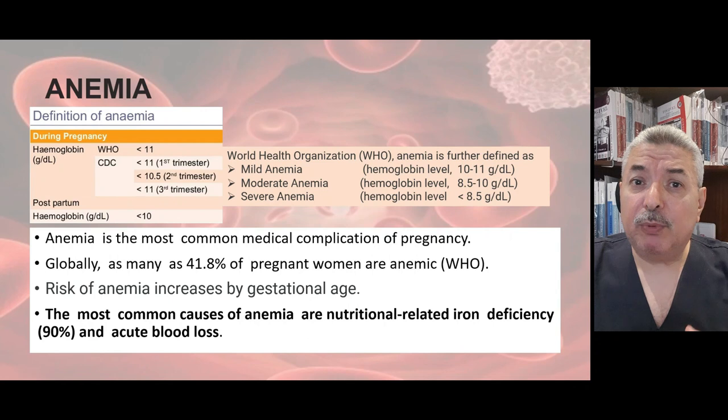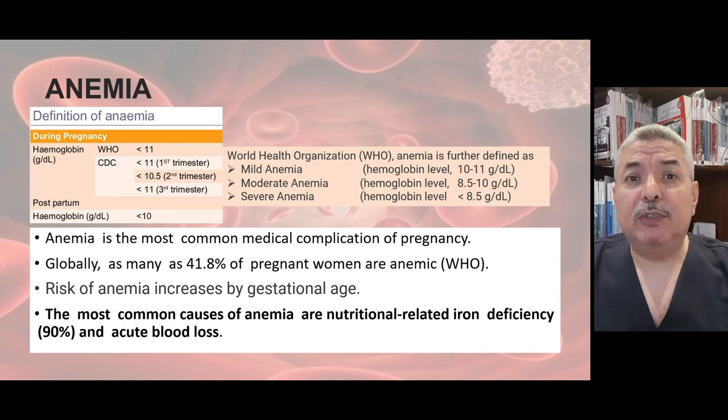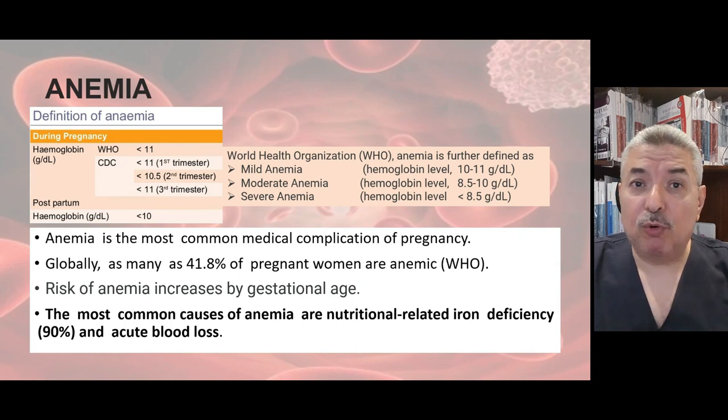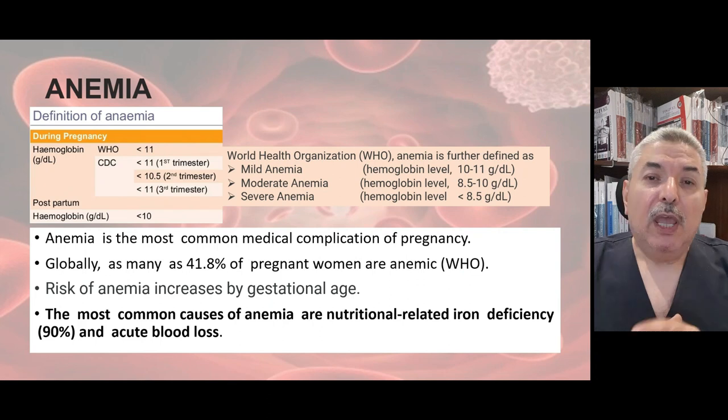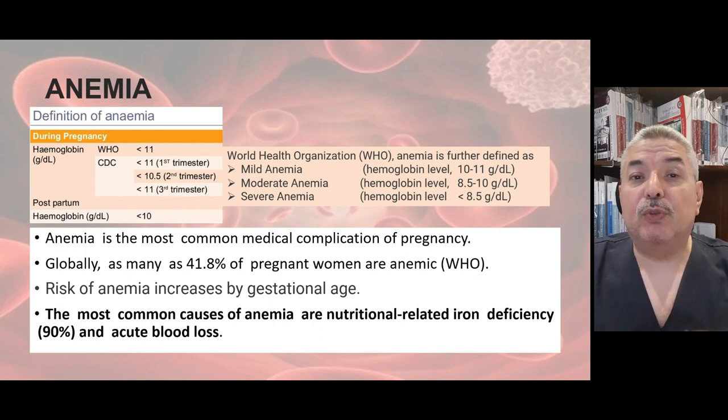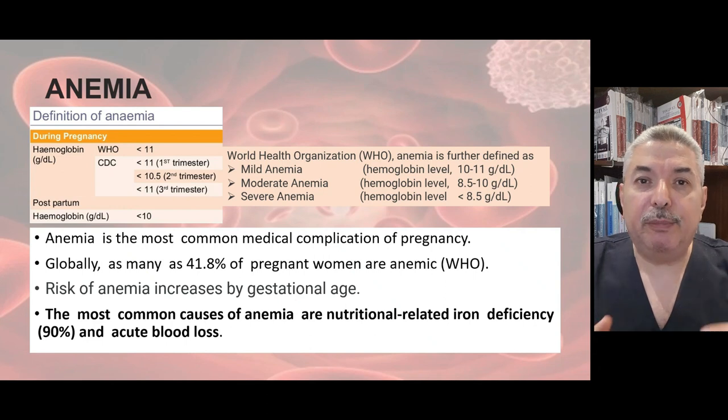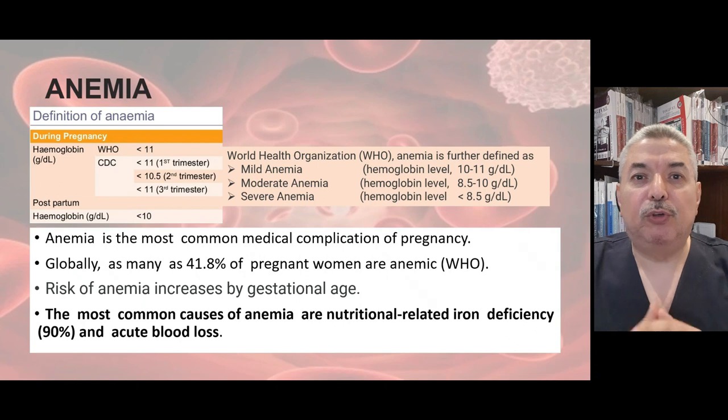If it's below 8.5 gram percent, this is severe anemia. From 8.5 to 10, this is moderate anemia. From 10 to 11, this is mild anemia. And all forms of anemia need to be treated. Anemia is the commonest medical disorder in pregnancy, so that's why it's the commonest contributing factor in all conditions that may lead to maternal mortality.